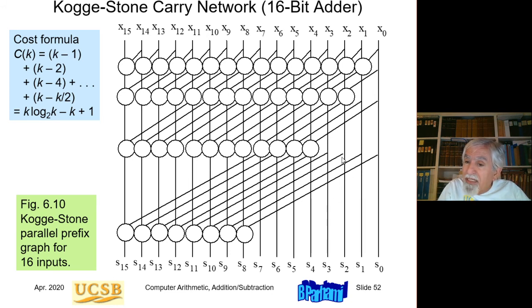Notice that each of these signals goes at most to 2 places. So for example, this signal over here goes to the output and also goes to this circle over here. So it's as fast as Ladner-Fisher without its fan-out problem. So the fastest adders can be built using this network.